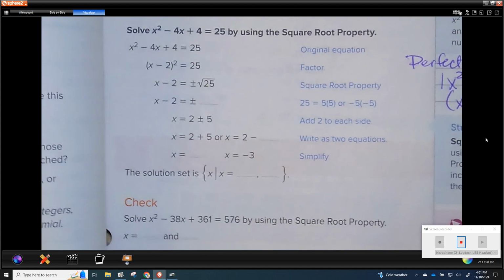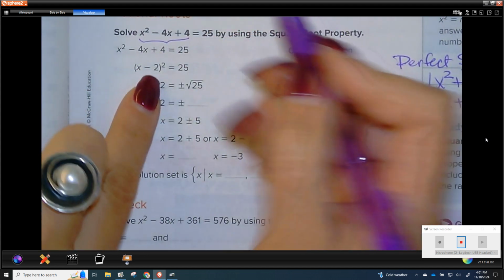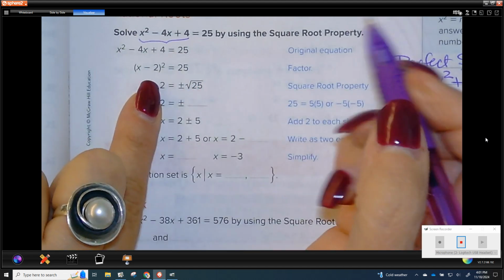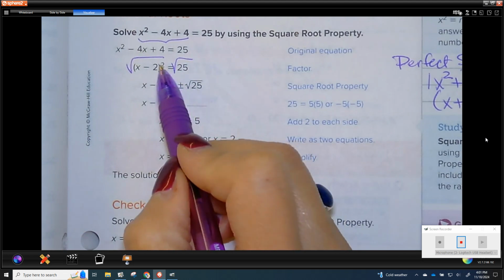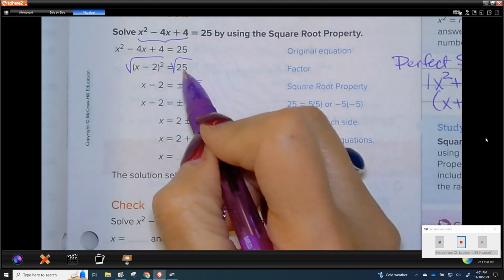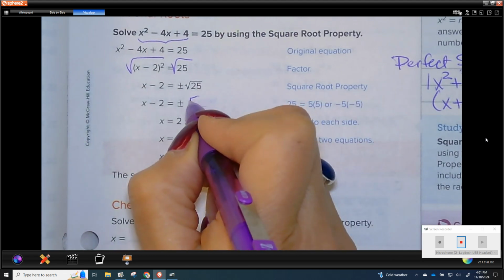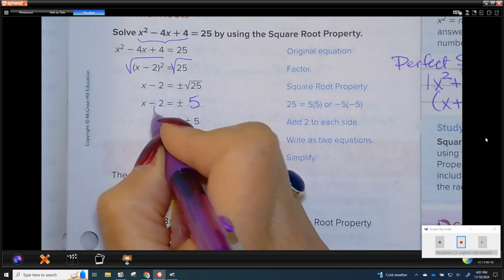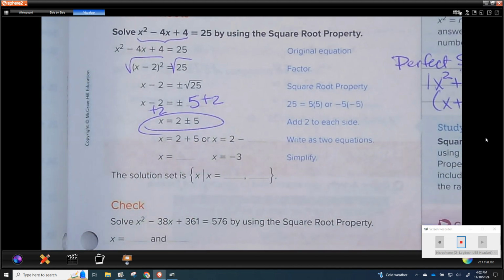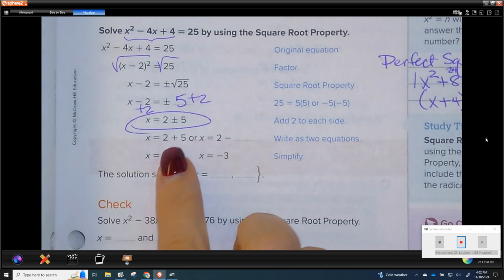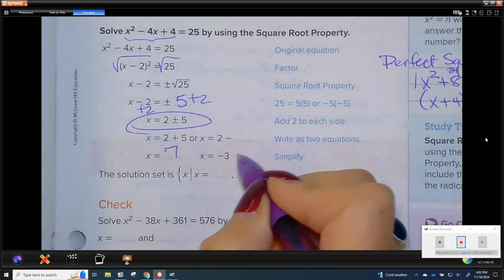So let's solve this with the square root. First, you want to recognize this is a perfect square trinomial, so you get this factored. Then take the square root of each side, and when you take the square root of each side, that cancels out with the square. Square root of 25 is plus and minus 5. So your last step is just to add 2, and you know these two numbers. If you could solve that, don't leave it like that. You know 2 plus 5 is 7, or 2 minus 5 is negative 3.